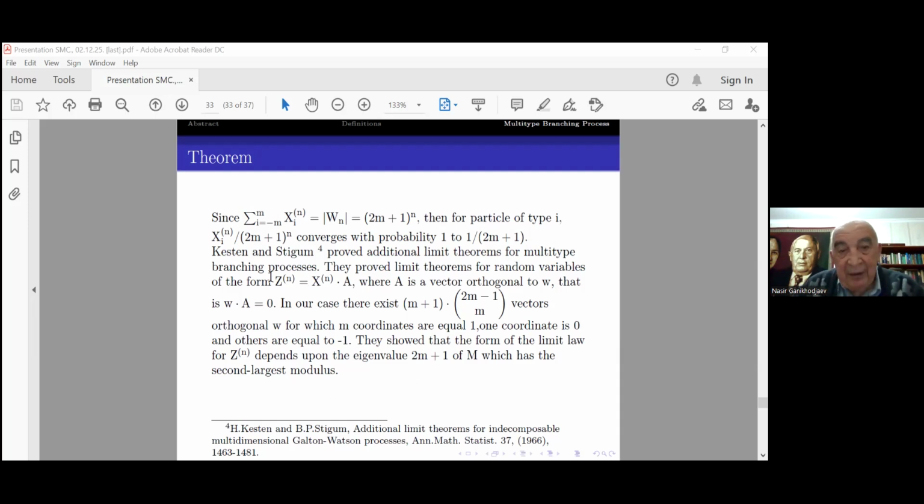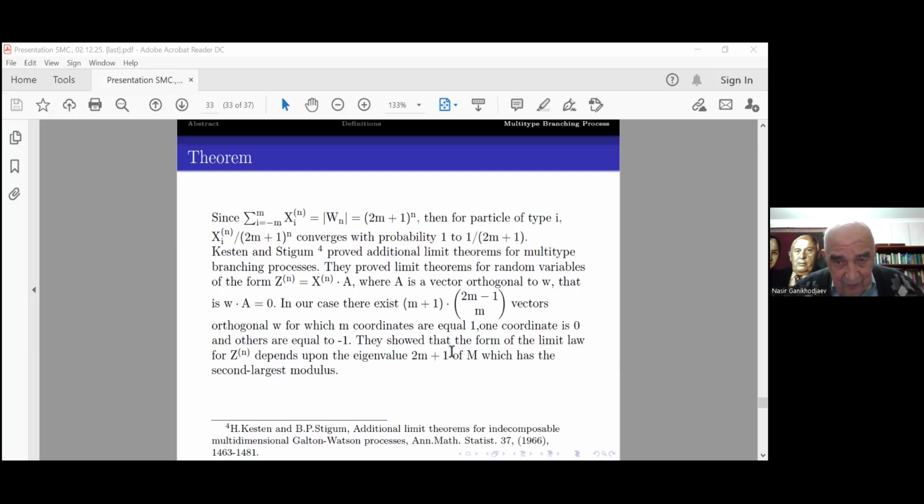And here is an interesting result by Kesten and Stigum. They proved additional limit theorems for multi-type branching processes. They proved the limit theorem for random variables of the form Z_n, which are new random variables of the form of the scalar product of X_n with a vector A, where A is a vector orthogonal to W. So in our case, we can find m plus 1 vectors which are orthogonal to W, for which m coordinates equal 1, one coordinate is 0, and the others equal minus 1.